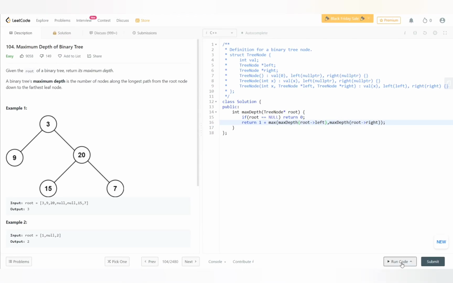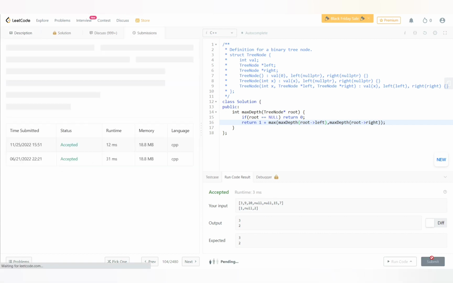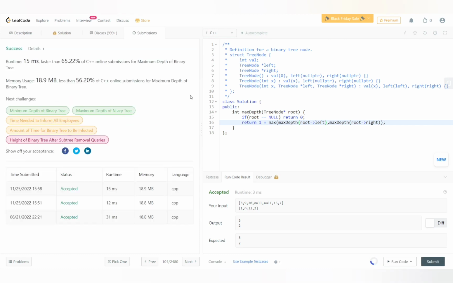So let's run the code for this. As you can see, we are getting the right output, and let's submit it. And it's running. So this was a very easy question for the binary tree. You can see there are just 2 lines of code because the recursive solution does all the magic. I hope you liked the video, and thanks for watching.